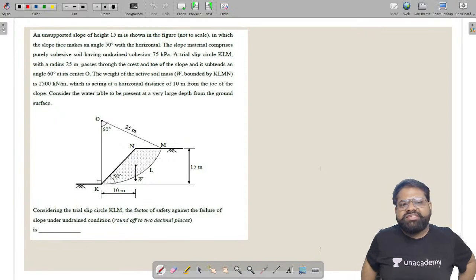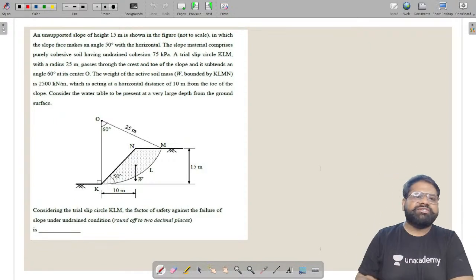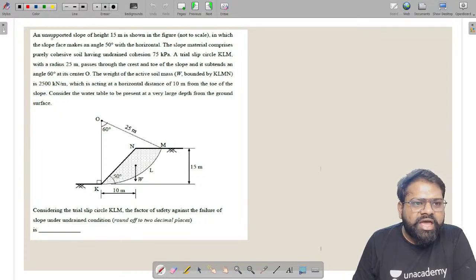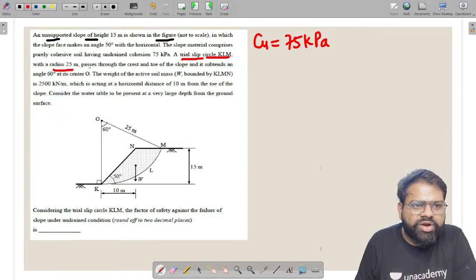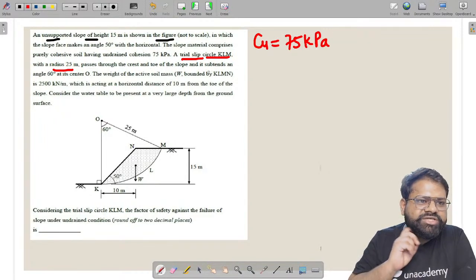It is also a very easy question which came in the GATE examination. Just read this question. Very easy question. An unsupported slope of height 15 meter is shown in the figure, in which the slope faces at 50 degree with the horizontal. The slope material comprises purely cohesive soil having undrained shear strength, so the undrained shear strength is given as 75 kilopascal. A trial slip surface KLM with radius 25 meter passes through the crust of the toe of the slope, and it subtends an angle of 60 degree at the center.